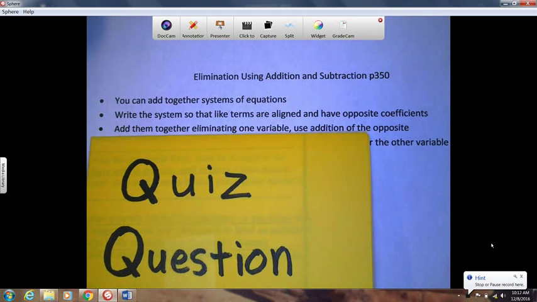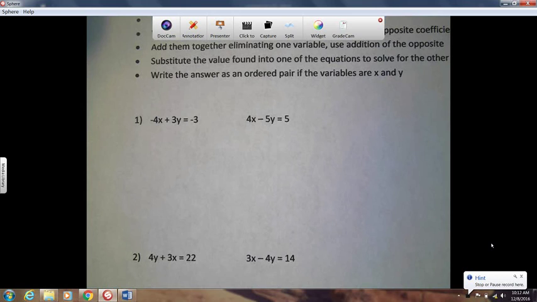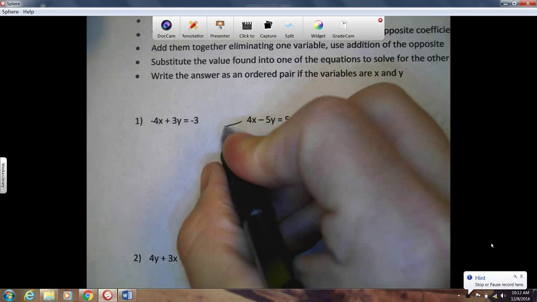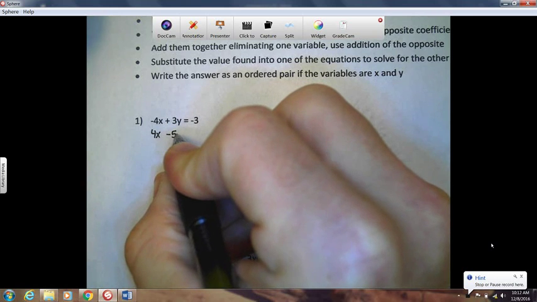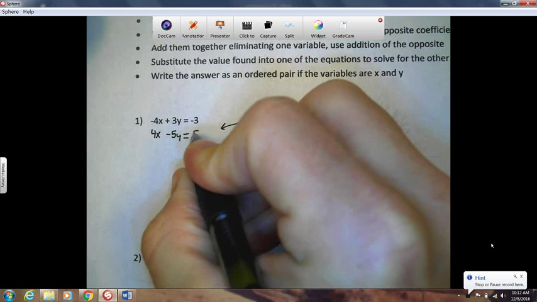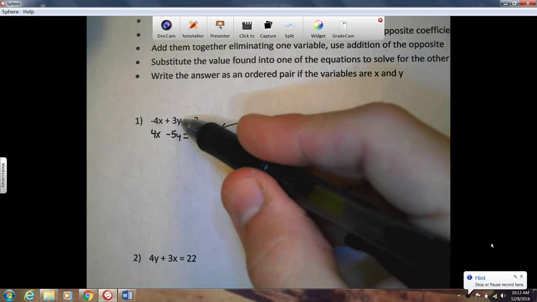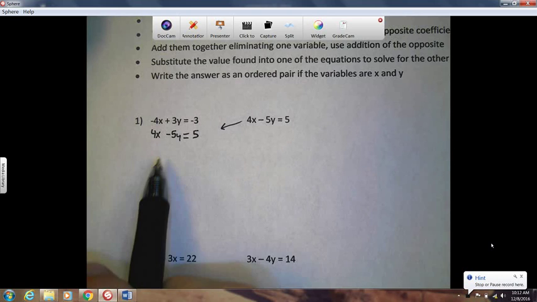So let's look at the first one. Here's my system. What I'm going to do is write them so that they are lined up. So that's the first thing I did, I wrote them so that they're lined up. X terms, Y terms, equal signs, everything needs to be the same. The other thing is you want to make sure that you know that this is a negative 5y.